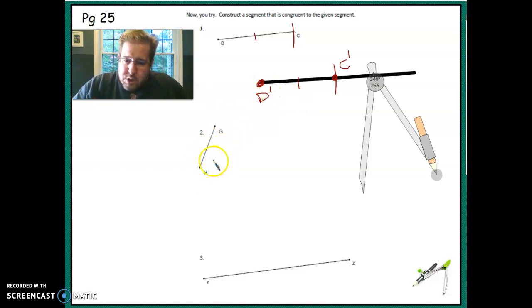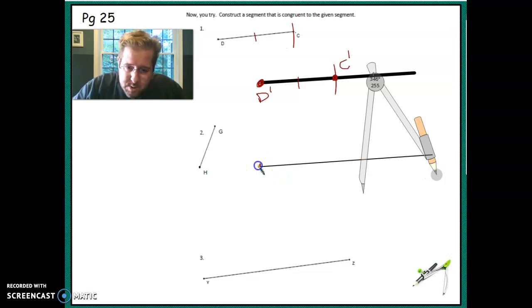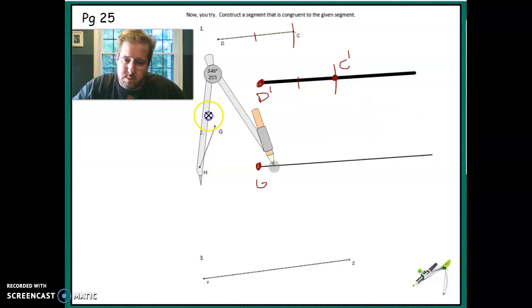All right, number 2, we have segment GH. Now, I'm going to do the exact same thing. I'm going to start off with a line, and let me try to thin this line out a lot. I don't need it quite so thick. I'm going to start with an endpoint on it, and I'm going to call this point G. Doesn't really matter which one I use.